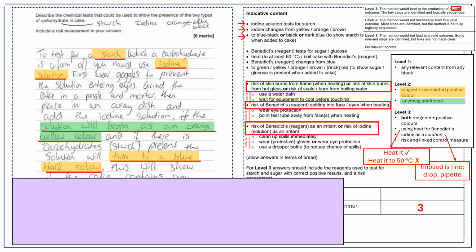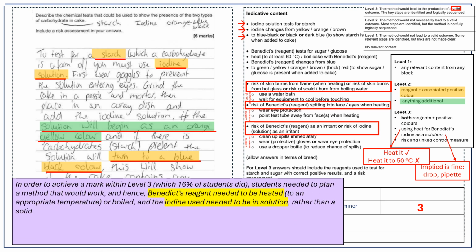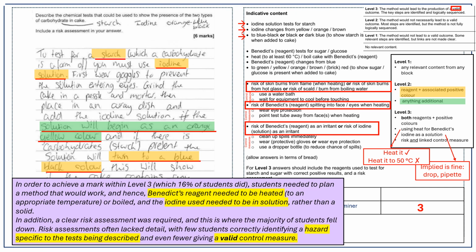The examiner report highlights some of these things. So as we can see, Benedict's needs to be heated, iodine needs to be in solution. And the main issue that you are likely to face is that students don't give a good enough risk assessment. They often lack detail, and very few students correctly identified a hazard specific to these tests and gave valid control measures in addition to that.